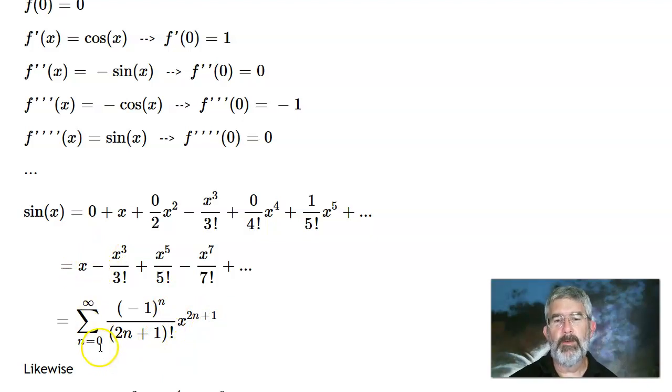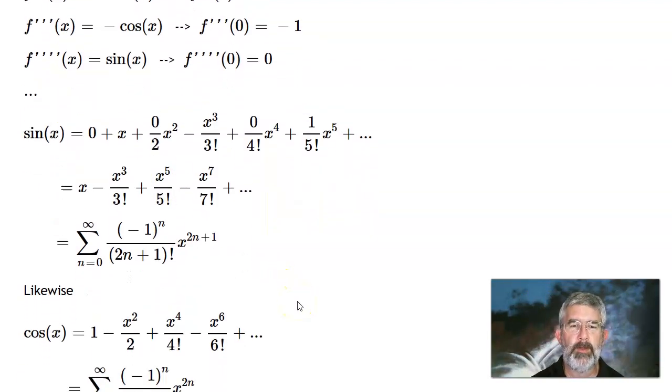Then plugging in n equals 1, this will be a negative. This is a 3 factorial in the denominator, and this is an x cubed, and so that's this term, and so on. Okay. So the Taylor series for sine, or the Maclaurin series for sine, is this right here.